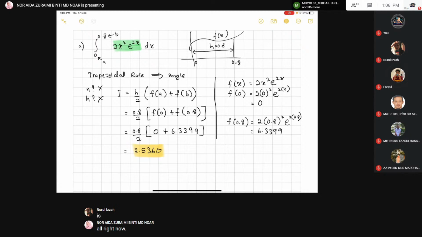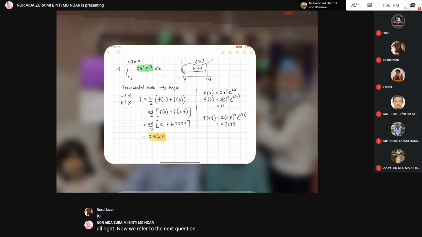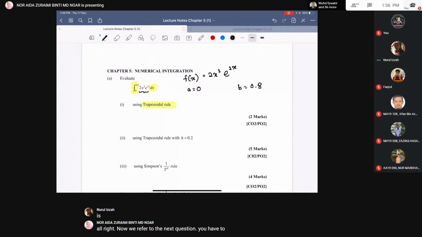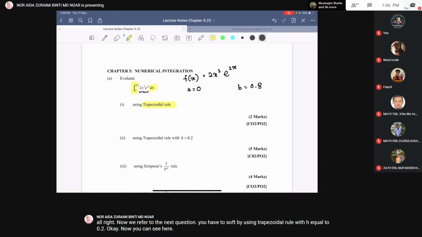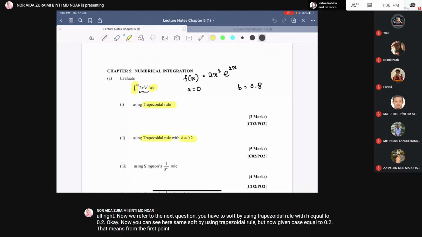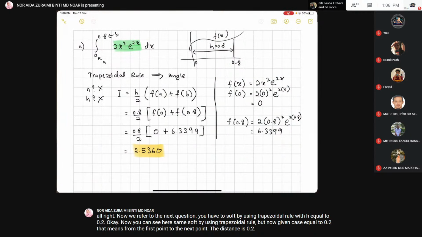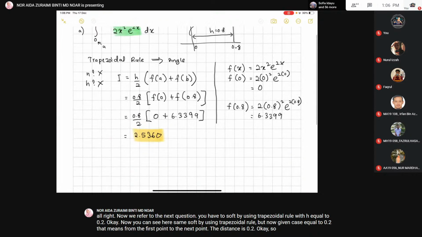Alright, now we refer to the next question. You have to solve by using the trapezoidal rule with h equal to 0.2. Same as before, solve by using the trapezoidal rule, but now given h equal to 0.2, that means from the first point to the next point, the distance is 0.2. So this is number 1.